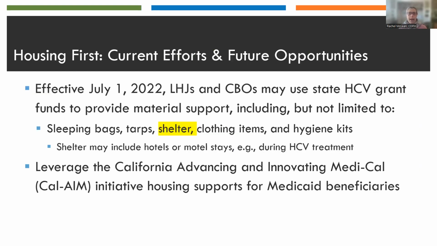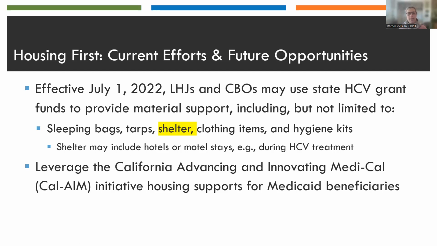In terms of housing, in 2022, the authorizing statute for this $4.5 million in general fund that I mentioned was modified to allow the funds to be used for material support, mostly for people experiencing homelessness, including sleeping bags, tarps, shelter, clothing, and hygiene kits. So people, for example, could be put up in a motel during their Hep C treatment. But keep in mind that the total grant is only about $200,000. So it's really not enough to house people, but it's more just providing the flexibility if there are special circumstances where this might be needed.